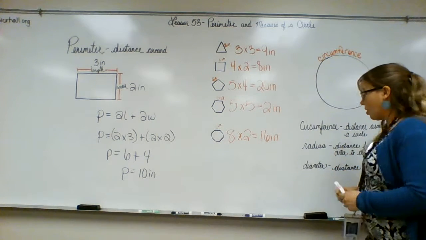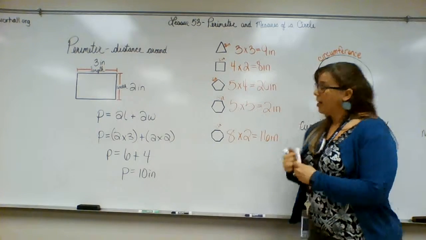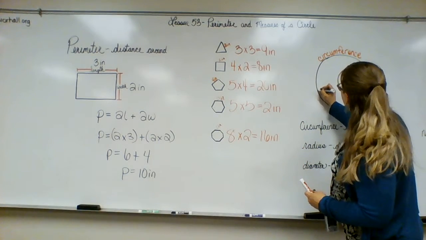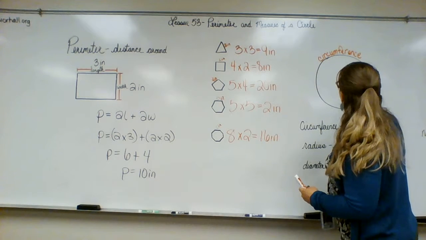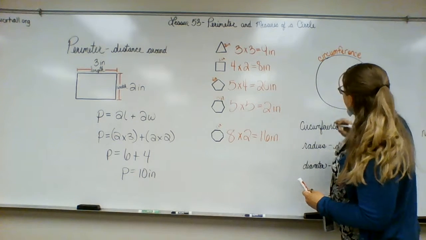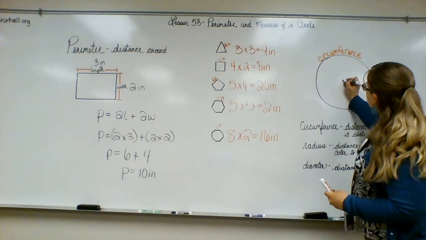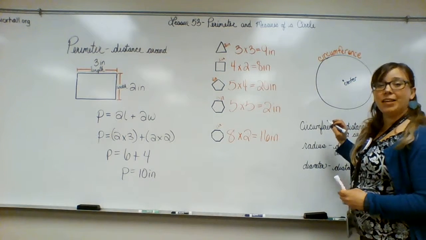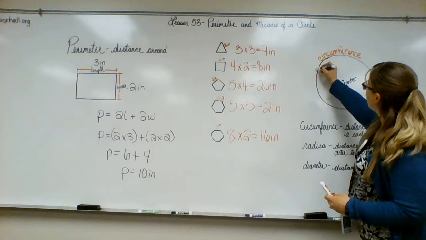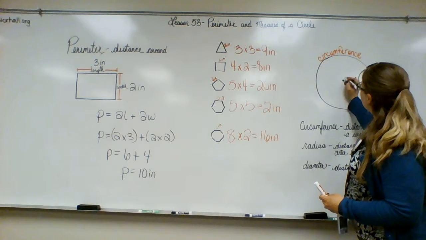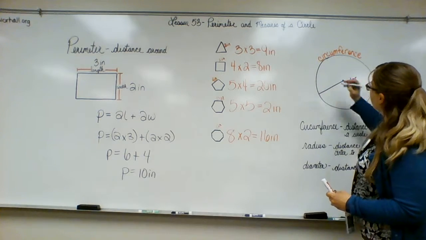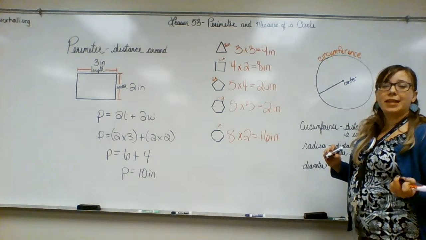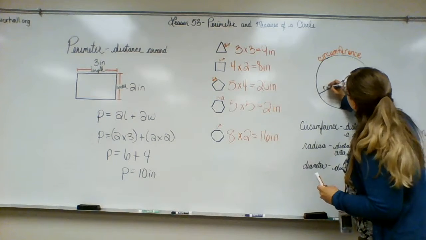The next measure of our circle that we're going to talk about is the radius. So here is the center of my circle. And the radius of the circle starts at the center and it goes in any direction and stops at the curve. So the radius of my circle starts at the center and goes out to the curve. Otherwise, the radius is halfway across the circle.